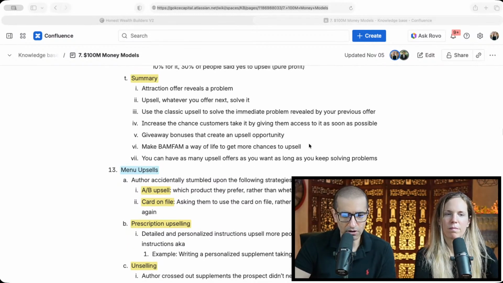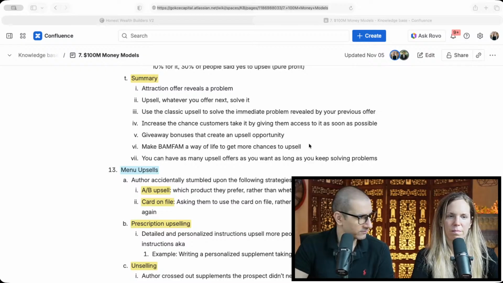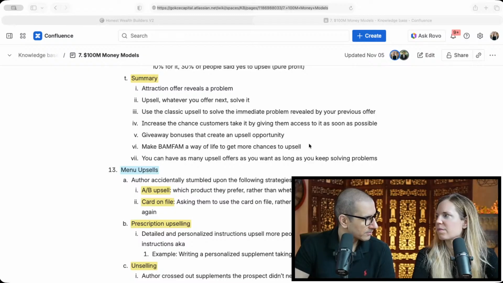So the attraction offer reveals a problem, and you upsell whatever you offer next to solve it. Use the classic upsell to solve the immediate problem revealed by your previous offer. Increase the chance customers take it by giving them access to it as soon as possible. Give away bonuses that create an upsell opportunity. You remember the example? The earmuffs. Yeah, earmuffs.